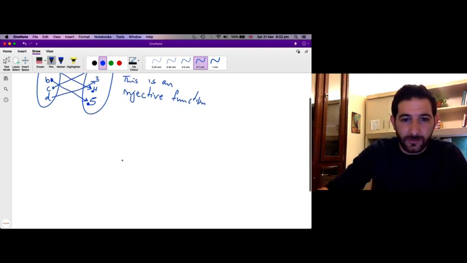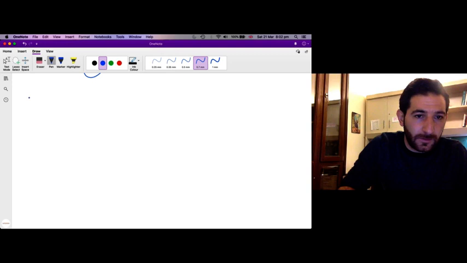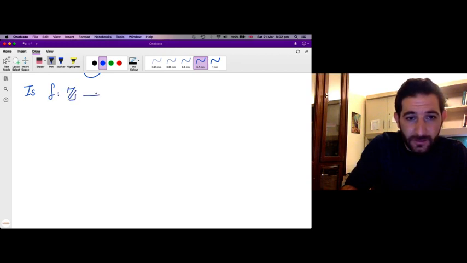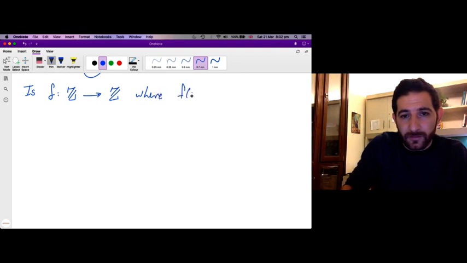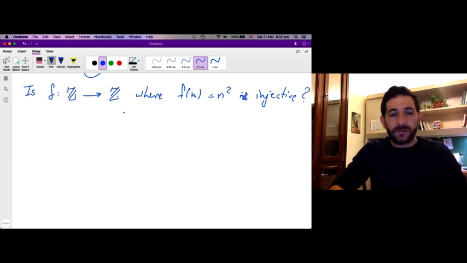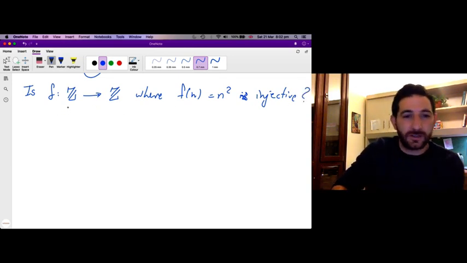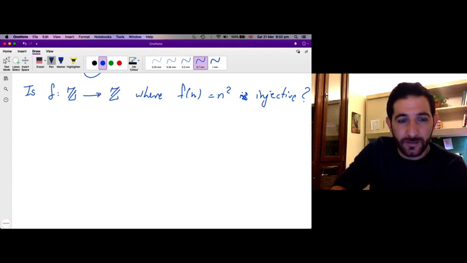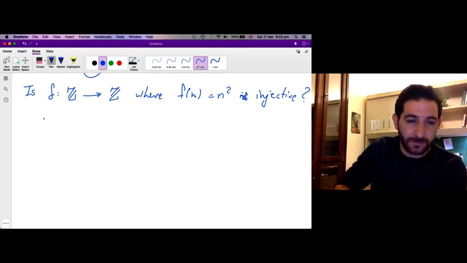Now here is a question for you. Is f defined from Z to Z, given by f of n equals n squared, injective? What does it mean, and how do we check if a function is injective? You need to check that whenever you choose two different elements in Z, their images are different. So is this function injective?